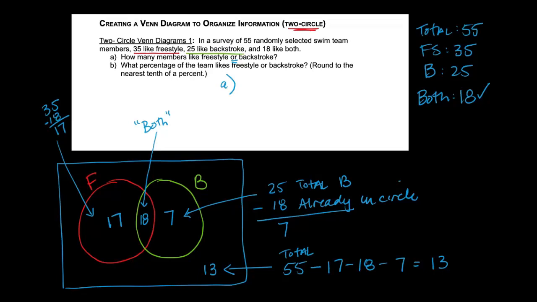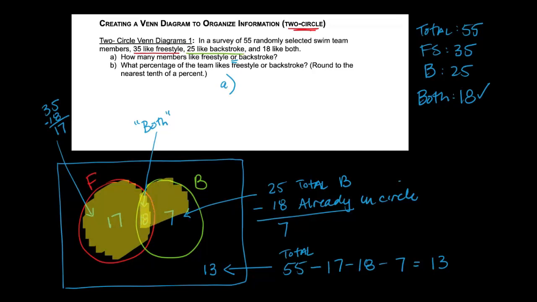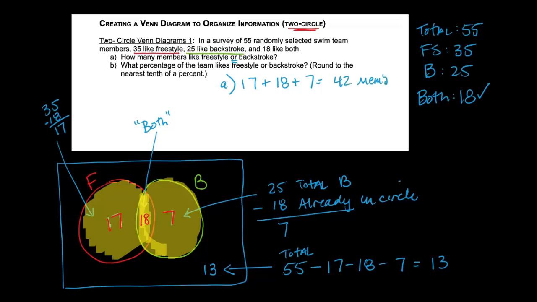So what that looks like is the union of freestyle and backstroke. So it's all of freestyle, all of backstroke, and as I shaded those circles, it automatically shaded the center. It's a little bit hard to see now. Here, I'll make it a little darker. And so the numbers that we want to add to answer this question for freestyle or backstroke are 17 plus 18 plus 7. And that gives us 42 members total.